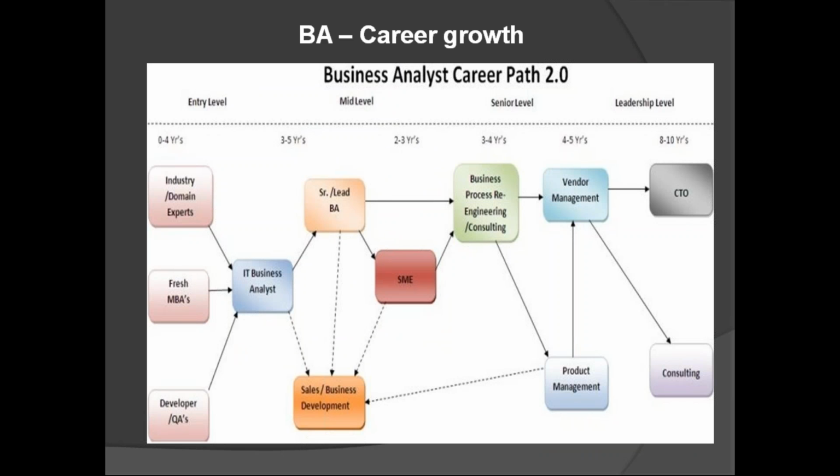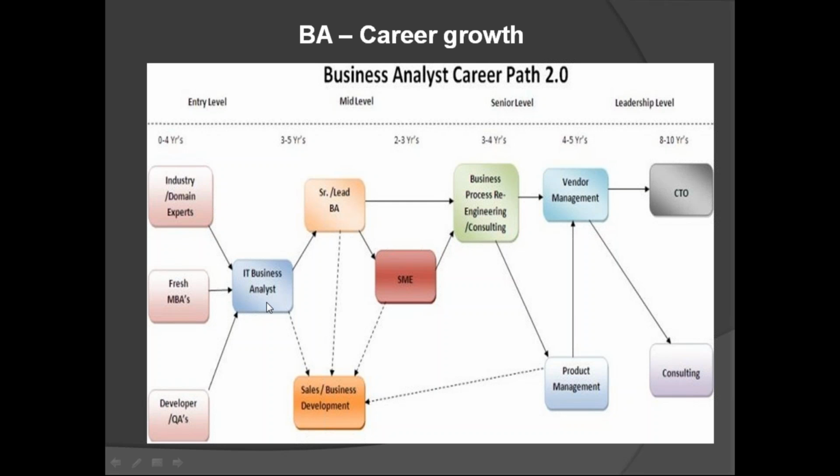Okay, sir. So this slide explains the career of a BA. The career of a BA is divided into 4 levels: entry level, mid level, senior level, and leadership level. When you are appointed as a BA as a fresher, you will be treated as an IT business analyst at the entry level. The people who can be appointed as IT business analysts are industry and domain experts, fresher MBAs, developers or QAs. They will be working under a senior or lead BA.